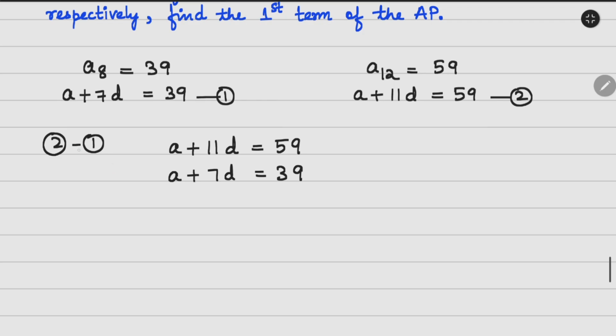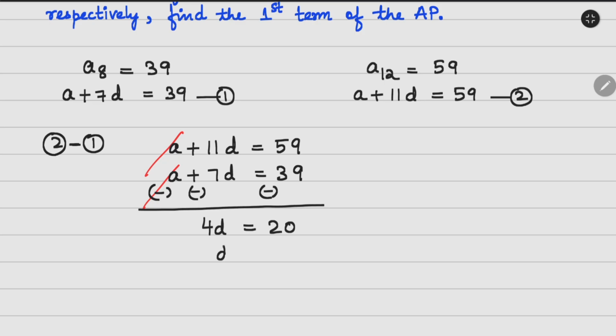So whenever you are subtracting, you have to change the sign. So plus becomes minus, and what is a minus a? It will cancel out, right? a and minus a would get cancelled. What is 11 minus 7? 11d minus 7d. It is 4d. So 4d is equal to 59 minus 39. It's 20. So d is equal to 20 divided by 4, which is equal to 5.